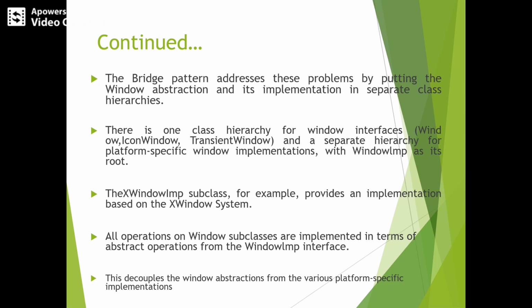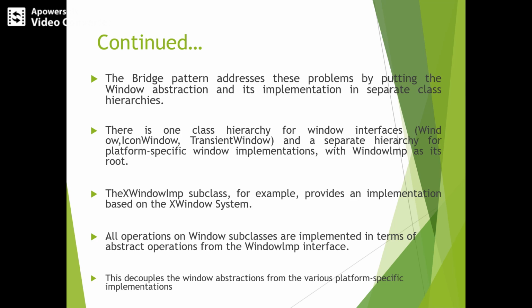There is one class hierarchy for the window interface, for example Window, IconWindow or TransientWindow in the coming diagram, and a separate hierarchy for platform-specific window implementation with WindowImp as the root. So we should consider WindowImp as the root of the hierarchy, the parent node. The XWindowImp subclass, for example, provides an implementation based on the X Window System.